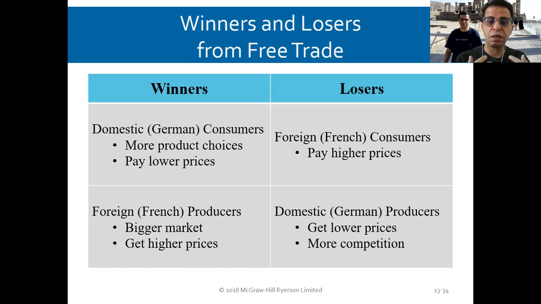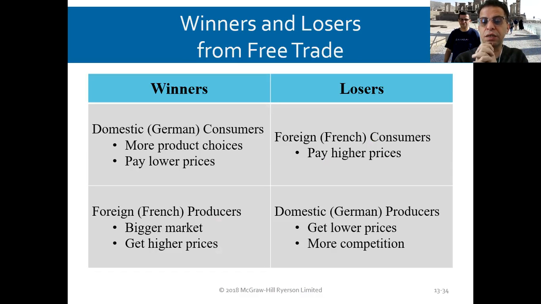In this case, the winners are domestic German consumers, the people in Germany. They get more product choices now. They can have German wine or a French wine, and because there is more supply, the price is cheaper. The other winner is the producers, the suppliers in France, because now they can produce for domestic consumption and for export. And because in Germany the price is more expensive, they can get a higher price outside also.